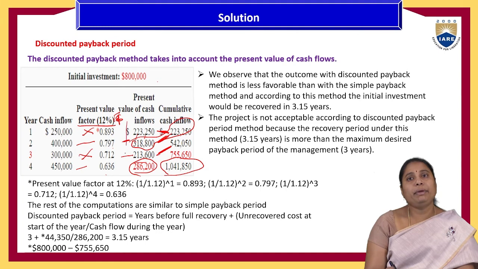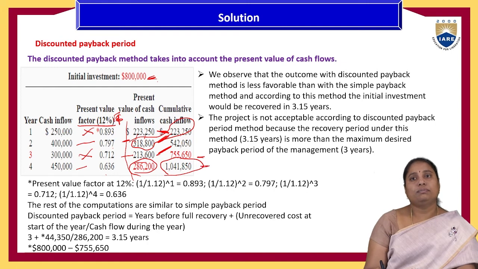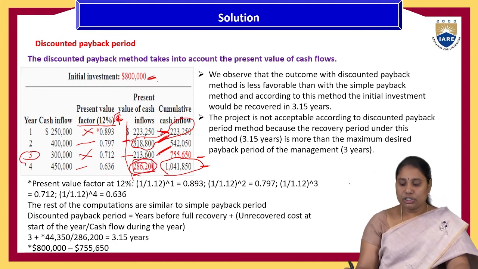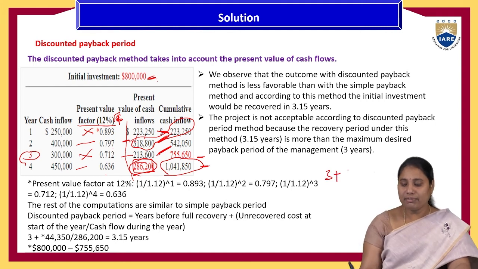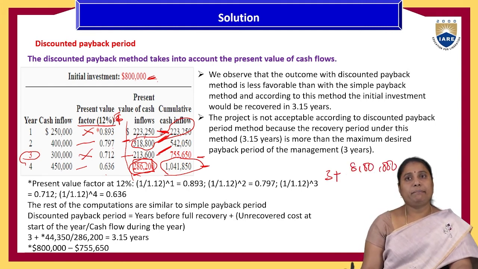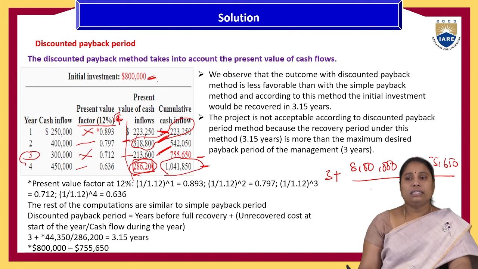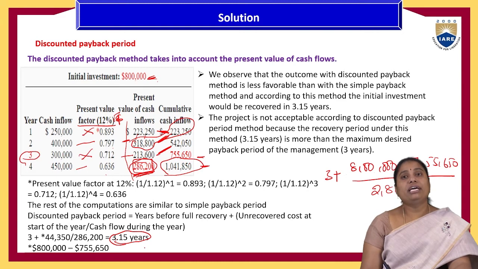So if we apply the same payback period method, the 8 lakhs is between these 2 years. So the third year will be called the base year, and the fourth year's cash inflow will be this one. So we calculate 3 plus the unrecovered amount, 8 lakhs minus 7 lakh $55,650, divided by this particular year's cash inflow, 2 lakhs $86,200. If we calculate this value, it becomes 3.15 years.